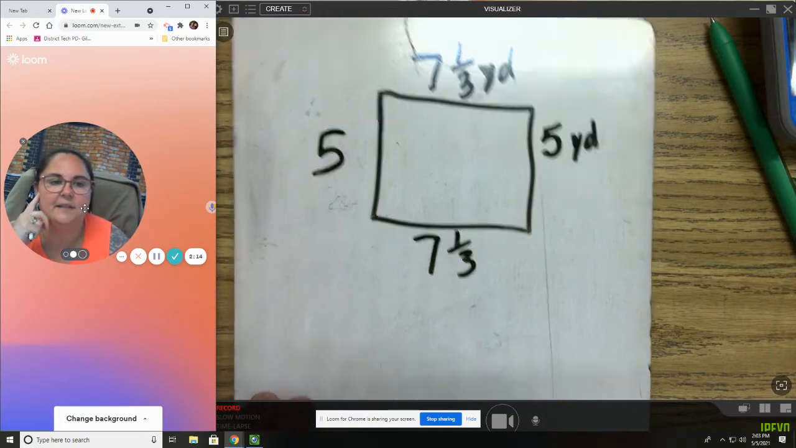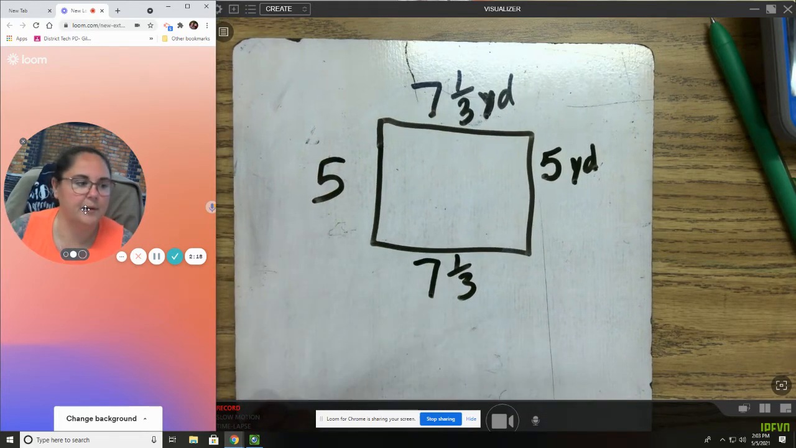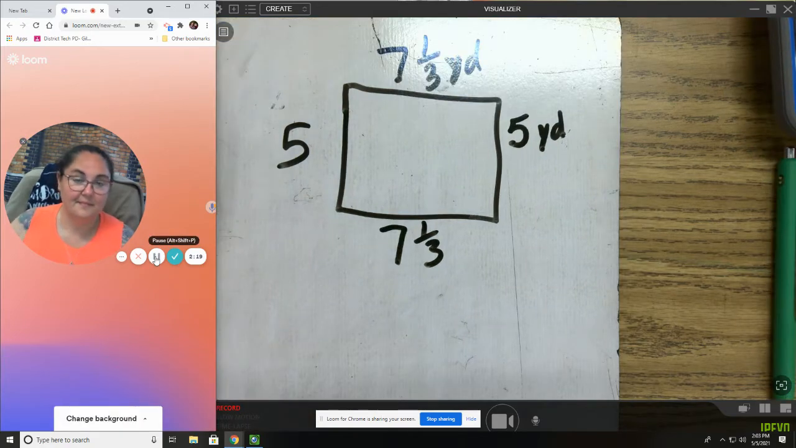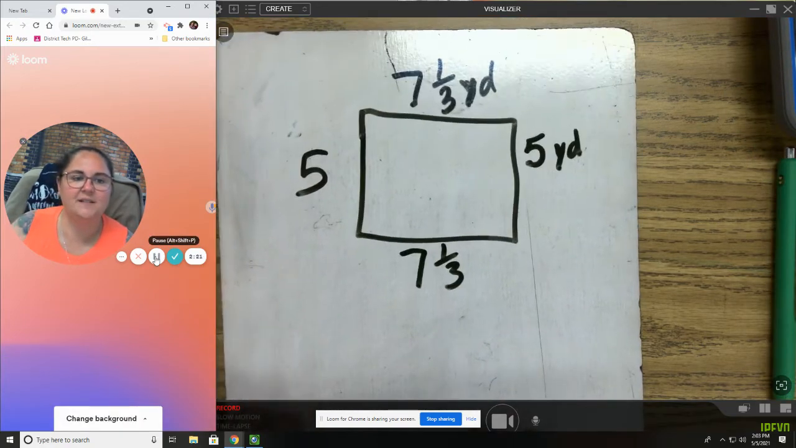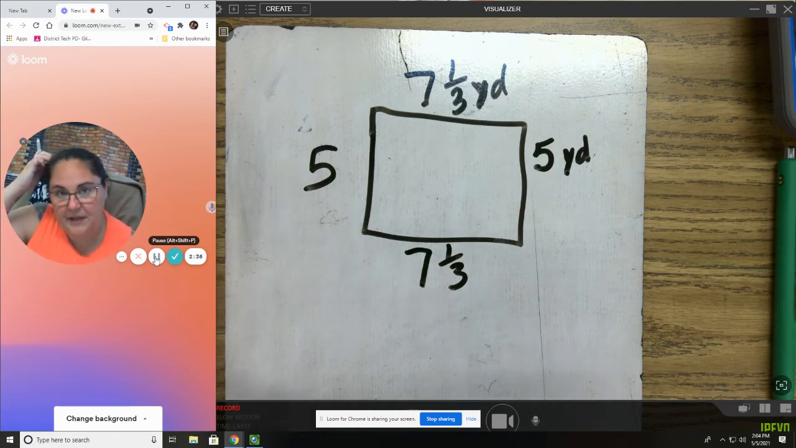How do I find perimeter? If you said add all sides together, you are absolutely correct. So that's where we're going to start. We're going to find the perimeter in yards first, but my final answer has to be in feet. So let's go slowly. Let's do one step at a time. Let's find the perimeter in yards.